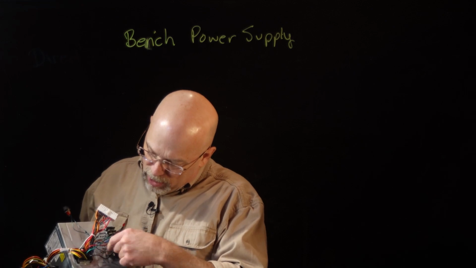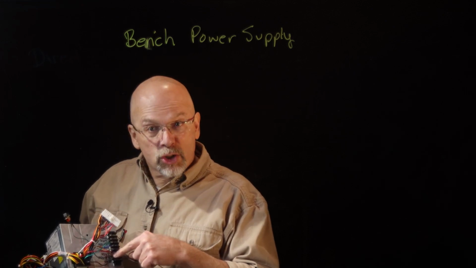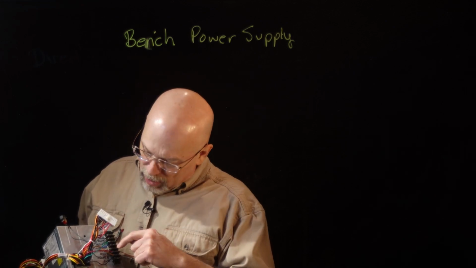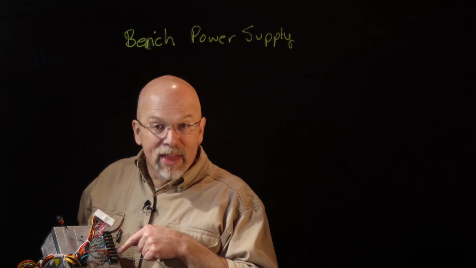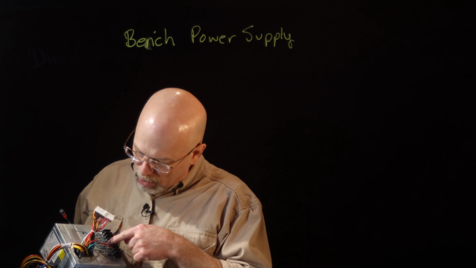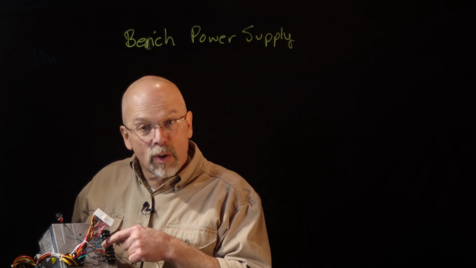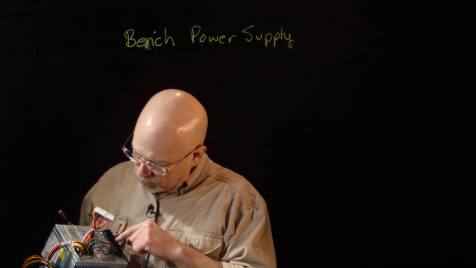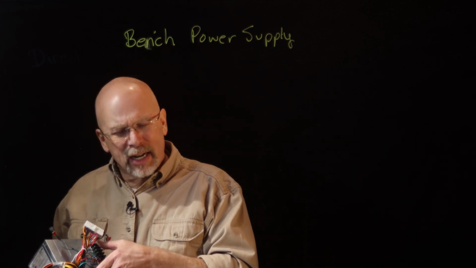And then I've got 3.3 volts. This is an orange wire, something you need to remember. And then we've got a red wire, that's the 5 volts. And then I've got 12 volts coming from this white wire. And then I've got negative 12 volts going to this blue wire. Then I have some other connections.